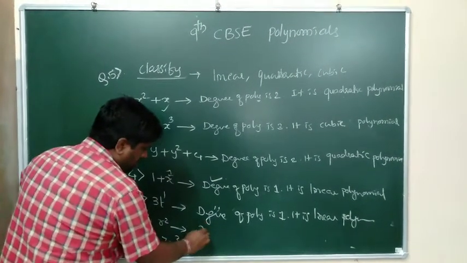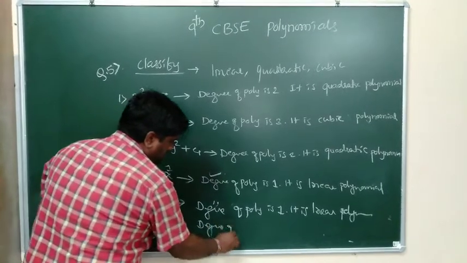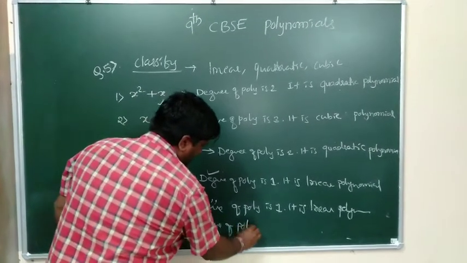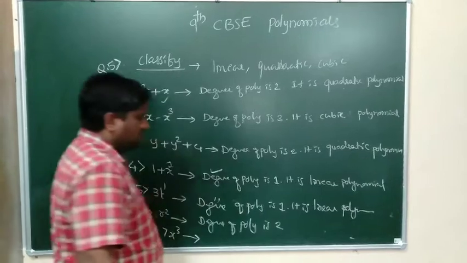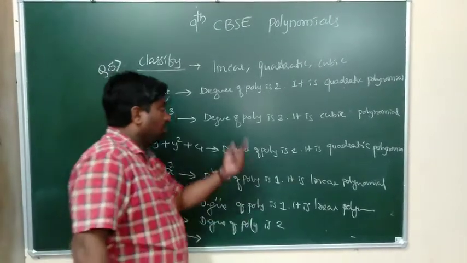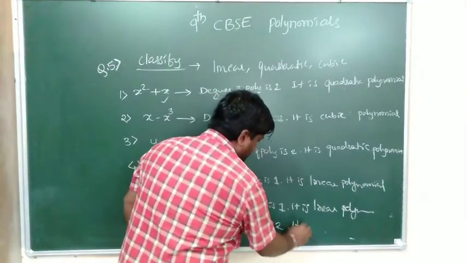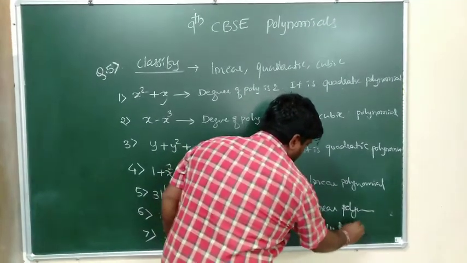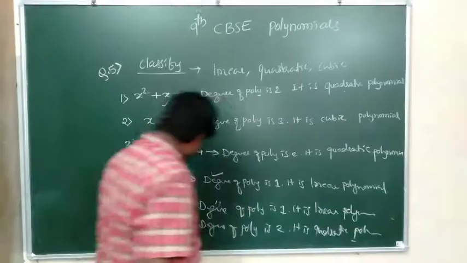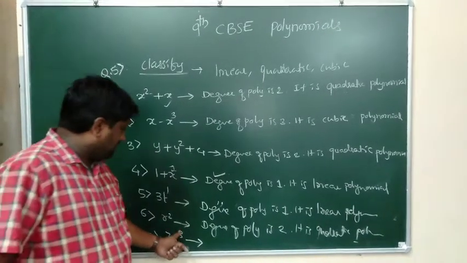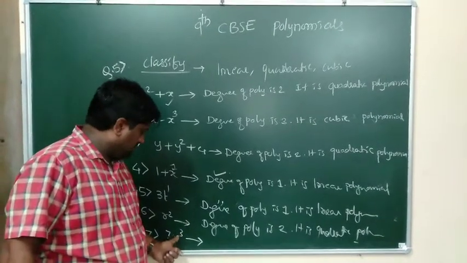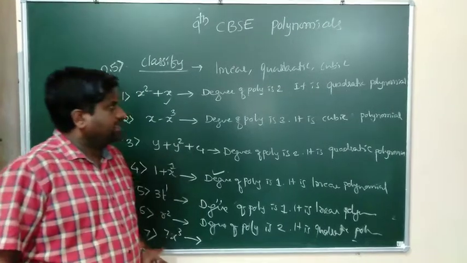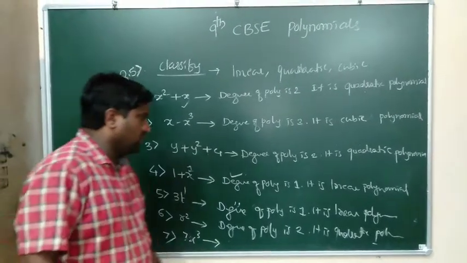Next, the fourth one, r^2. So the degree of the polynomial is 2. So this is a quadratic polynomial. And in the last one, the degree of the polynomial is 3. So hence it is a cubic polynomial.